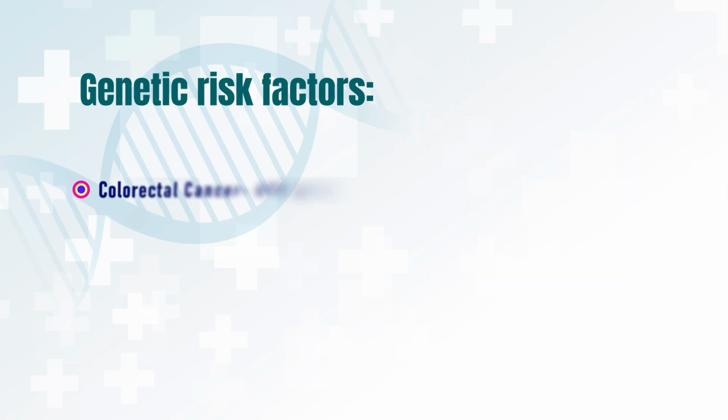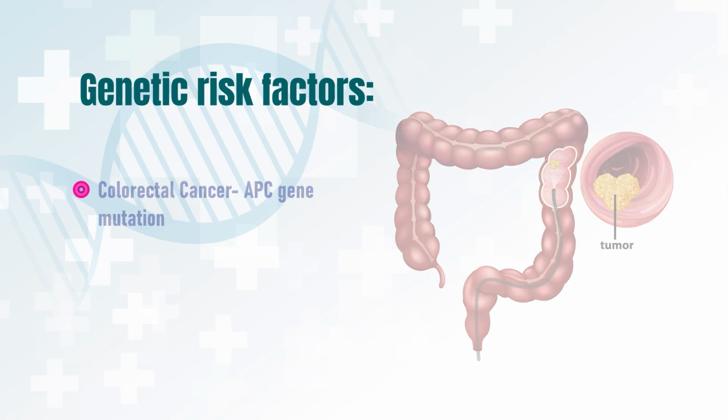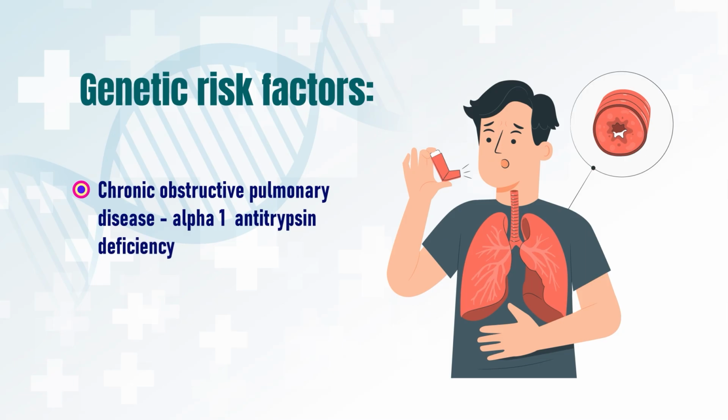Colorectal cancer has been associated with APC gene mutation. Then chronic obstructive pulmonary disease, alpha 1, which is associated with alpha 1 antitrypsin deficiency. So, what you mean to say is there are so many types of diseases and conditions that you have mentioned, and a lot of genetic factors, a lot of factors that we get from our parents or ancestors, which can also decide what type of diseases we are at high risk of.